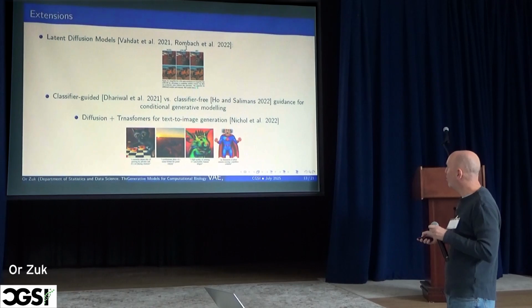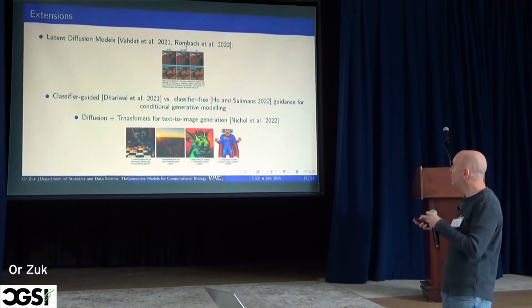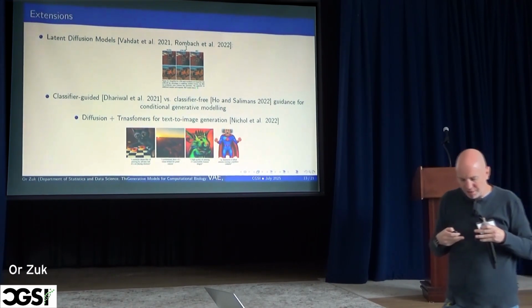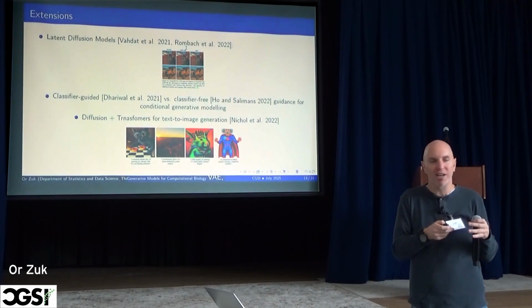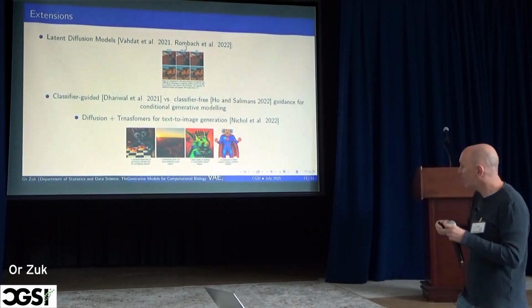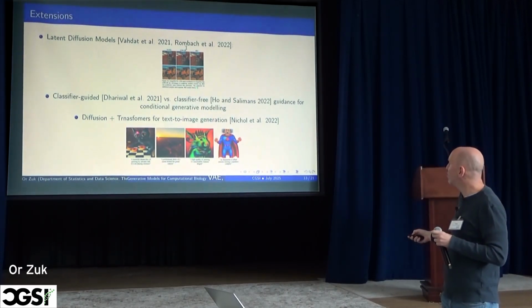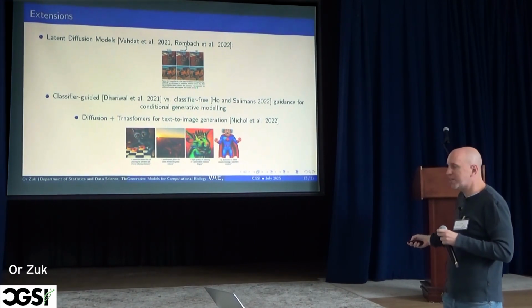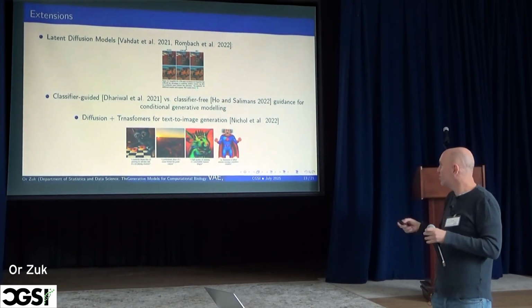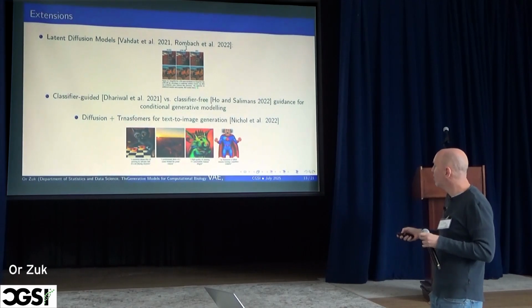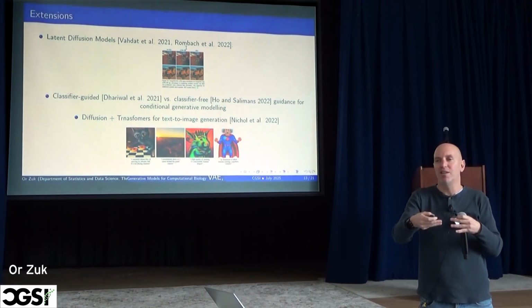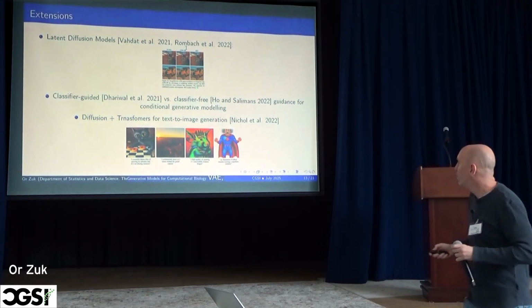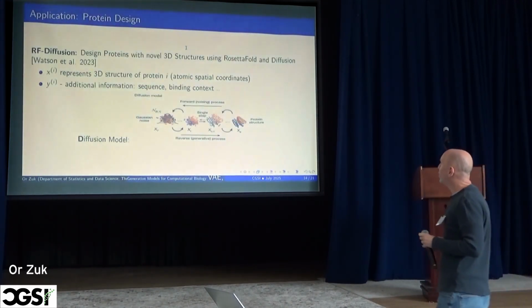And another line of methods that you probably all know of, maybe play with, is combining these diffusion models with transformer models that are used for text analysis. And then you can have multimodal models that model jointly images and text, and you can use them, for example, to do conditional generation. So given a description of an image, you can generate an image that corresponds to this description. All right. So now what about biological applications?